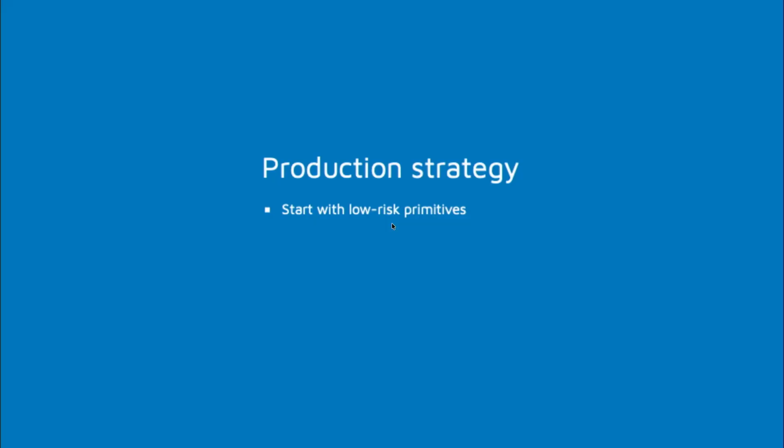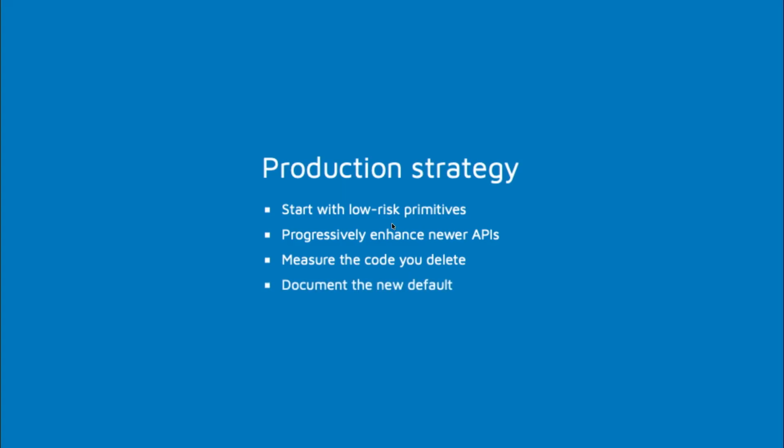Just go step by step. So you can have your strategy. Start with low-risk primitives, where nothing much can happen. Enhance with the new API. Measure the code you can delete. It's great. You can post on GitHub that you deleted that much code and now it's that much faster. It's really nice. And then document the new default. As you say, now in our company or in our setup, we are going to use this new stuff.